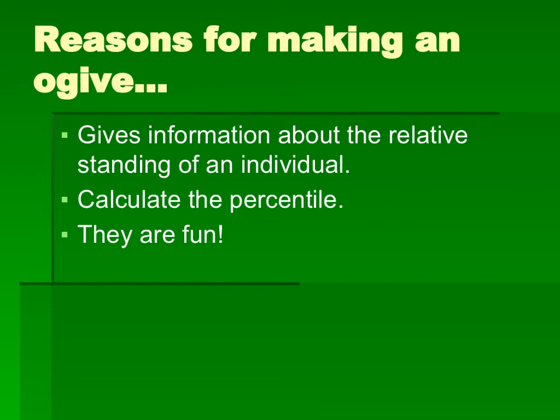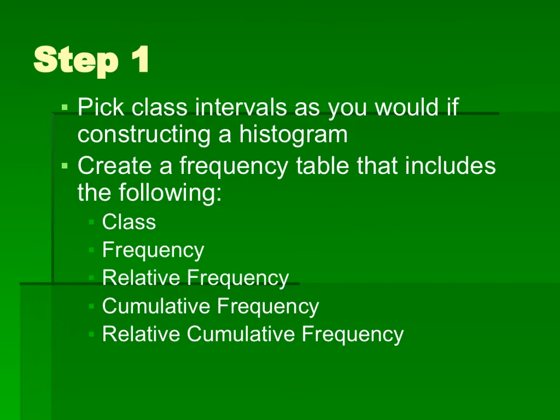We make an ogive because it gives us information about the relative standing of an individual, so how one data point falls in comparison to the rest. It also calculates percentiles for us, which can be helpful, again, to kind of show where an individual falls compared to the others. And they're fun to make, and it's fun to say. Ogive.